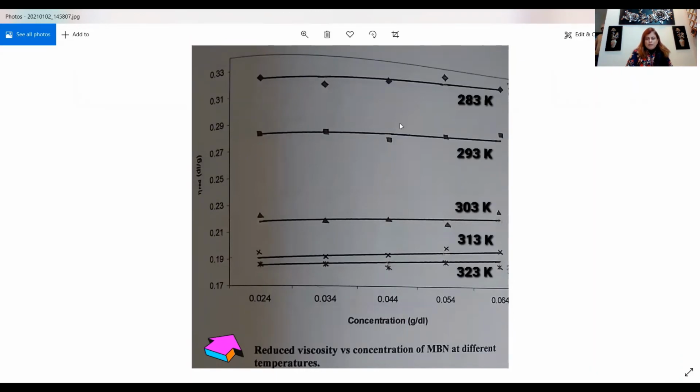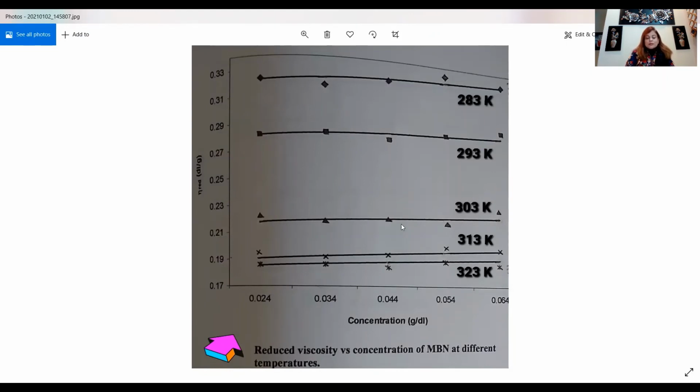Now if we look closely at the graph, we can simply see that reduced viscosity increases with the increase in concentration, whereas it decreases with the increase in temperature. If you increase the temperature, you will see a decrease, whereas if you increase the concentration, you will see an increase in the values of reduced viscosity, right? Now, what could be the reasons? This is due to the following reasons.